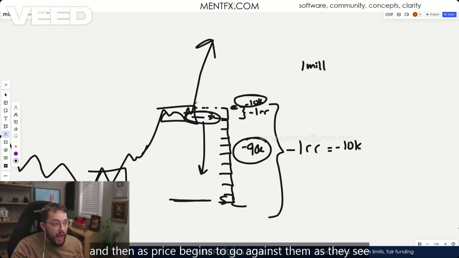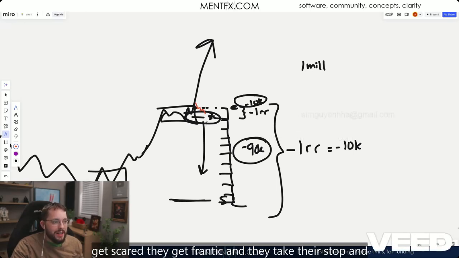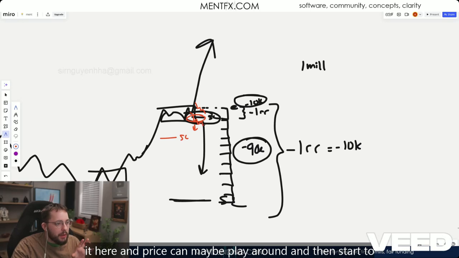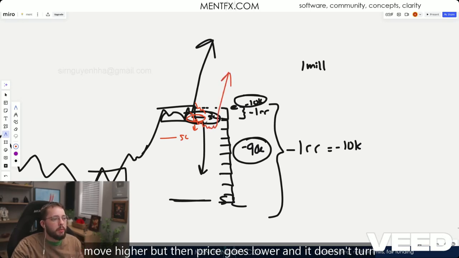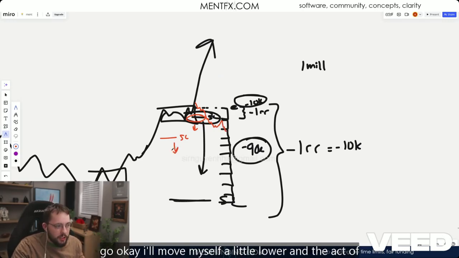And then as price begins to go against them, as they see price starts going against them and starts coming down, they get scared. They get frantic and they take their stop and they slowly move it down. They're like, okay, maybe we can move it here and price can maybe play around and then start to move higher. But then price goes lower and it doesn't turn around. It turns around a little and then it keeps going. They go, okay, I'll move my stop a little lower.